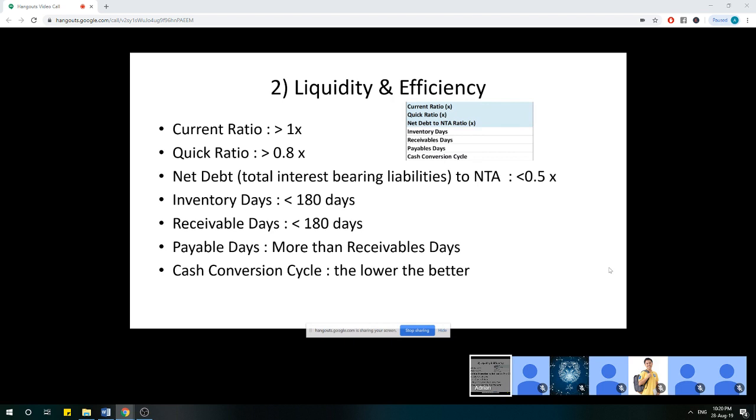And then the last but not least is the payable days. Payable days meaning you use how many days to pay your supplier, generally. This one also has a lot of things to debate. Although for a goods company, of course we want to delay. You can delay your payable as long as possible. Of course it means you have strong bargaining power with your supplier. But sometimes maybe you lack cash, so you cannot pay your supplier. So that's why you keep on delaying. So you have to debate whether the payable days is reasonable or not.